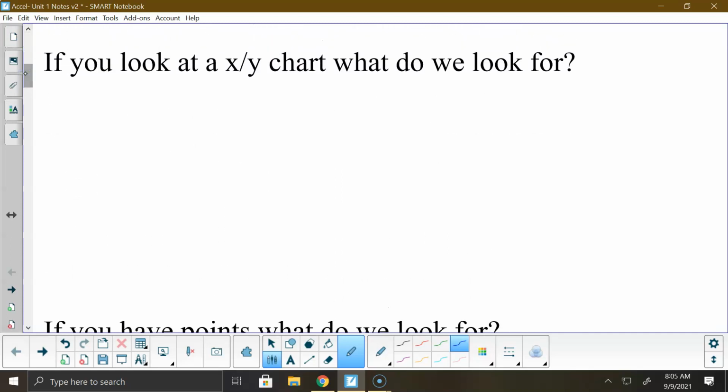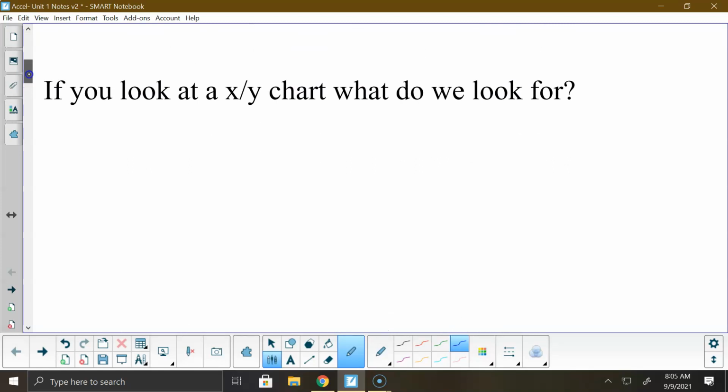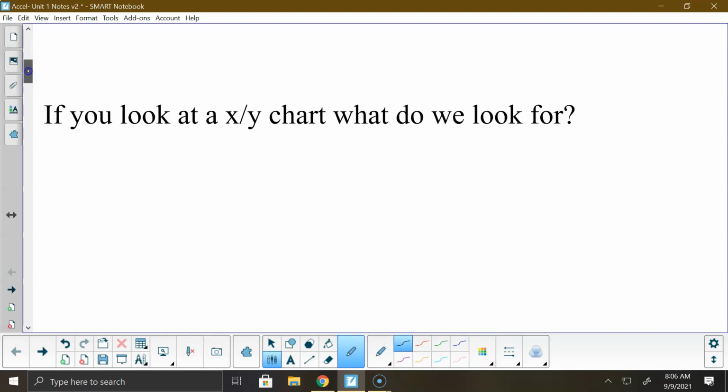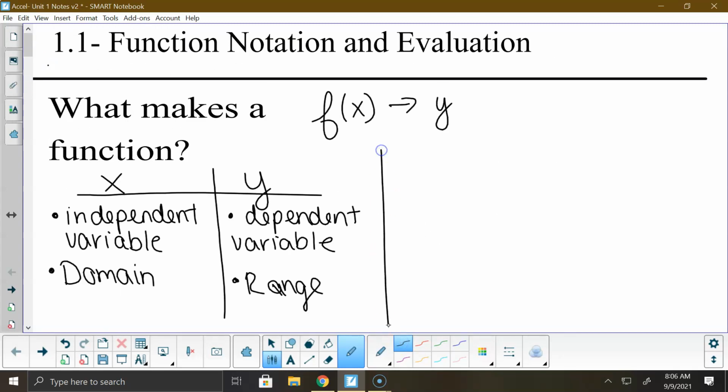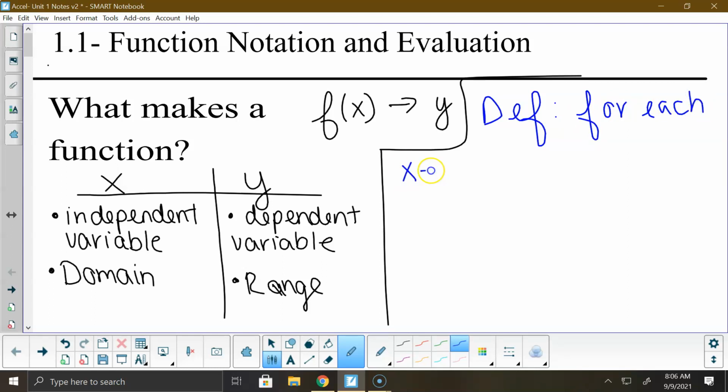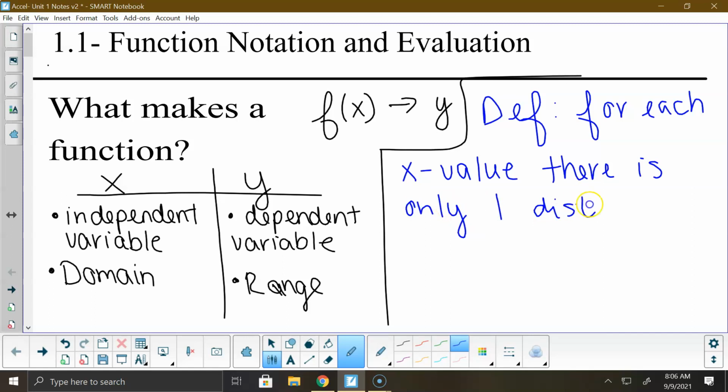So, if you're trying to determine, well, I guess we should define a function up here as well. I thought I had space for it. So, the actual definition of a function is that for each x value, there is only one distinct y value. Okay. Do we kind of remember that definition? All right.